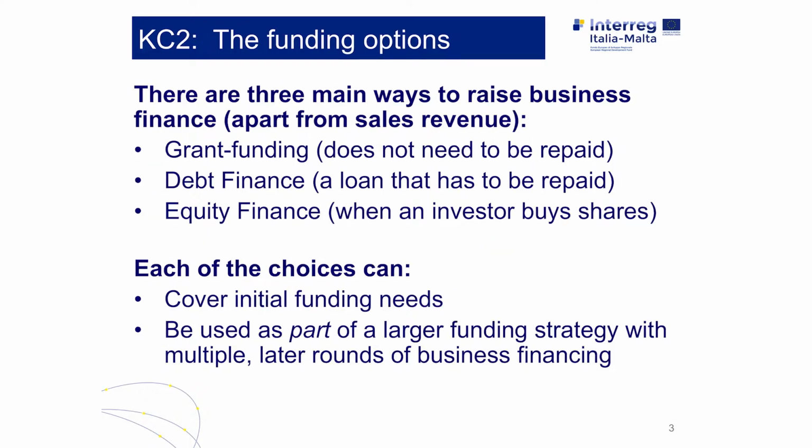Key concept 2, the funding options. There are three main ways to raise business finance apart from sales revenue. Grant funding does not need to be repaid. Debt finance, a loan that has to be repaid. Equity finance, where an investor buys shares. Each of the choices can cover initial funding needs or be used as part of a larger funding strategy with multiple later rounds of business financing.